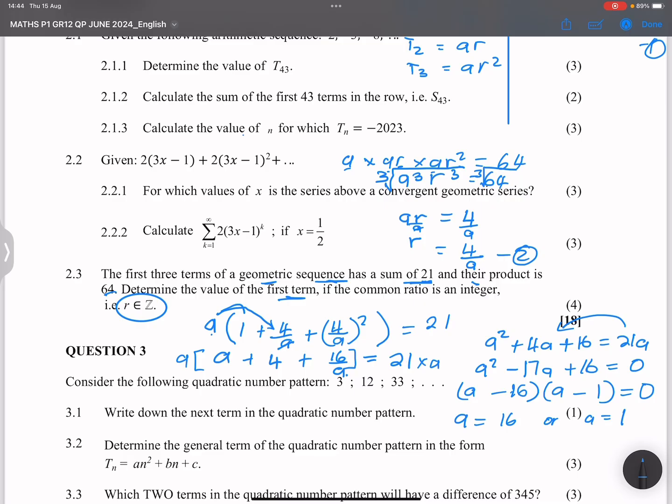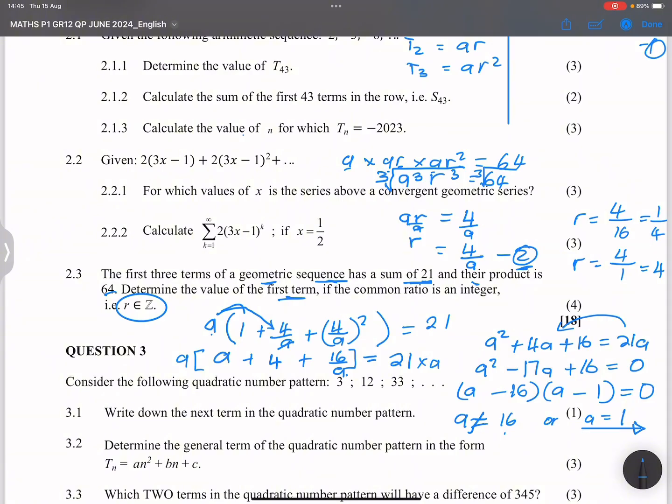Which means that r should be a whole number, right? So r, in this case, if I take a is 16, my r value from equation 2 will be 4 over 16. And you can see this is 1 over 4. That's not an integer, right? But if my a value is 1, that will be 4 over 1. And definitely that is an integer, which is 4. So a is not equal to 16, but a is rather equal to 1.